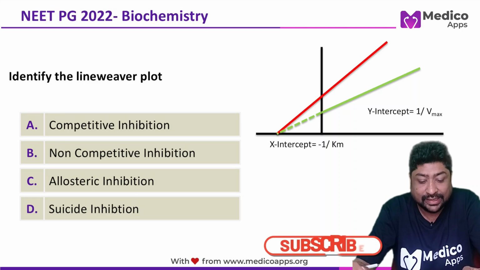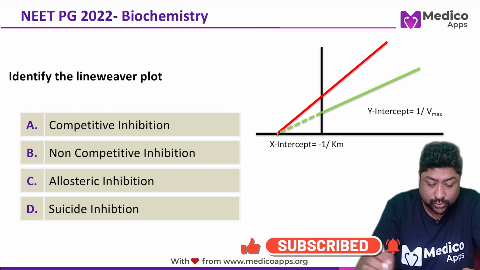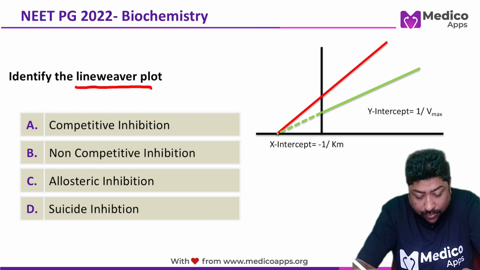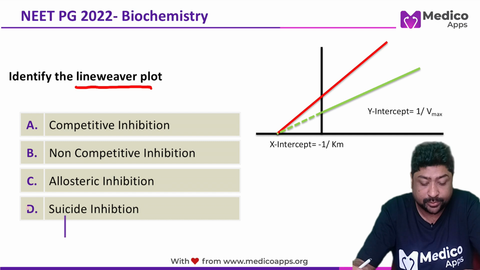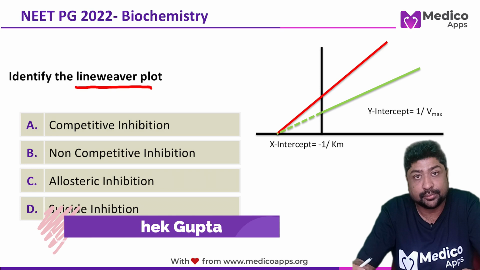This question appeared in NEET PG 2022 and it asks you to identify a Lineweaver plot. And the options given in this question are A. Competitive inhibition, B. Non-competitive inhibition, C. Allosteric inhibition, and D. Suicide inhibition.